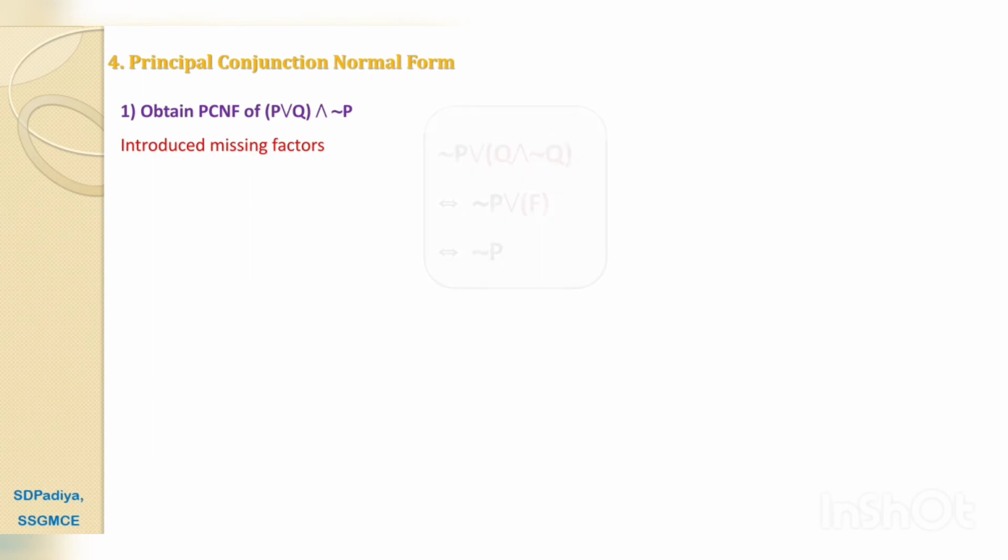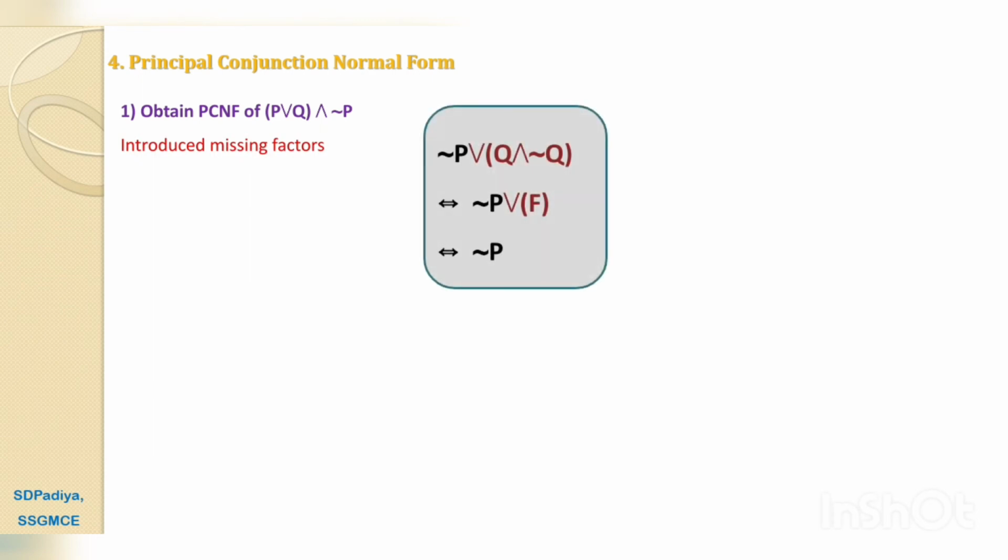Now, in the conjunctive normal form, how can we introduce the missing terms? If we have not P, then we can write not P or (Q and not Q). Q and not Q is one elementary product term. In conjunctive normal form, we can introduce the elementary product term, so it will be not P or (Q and not Q). Q and not Q is always false as per the identity law, and not P or F is logically equivalent to not P. Again, it is the same as 5 plus 7 minus 7 being equivalent to 5.